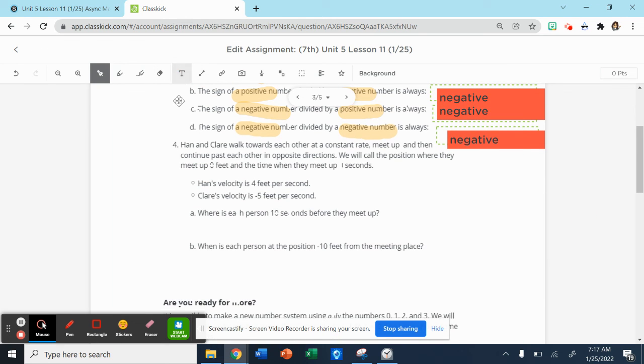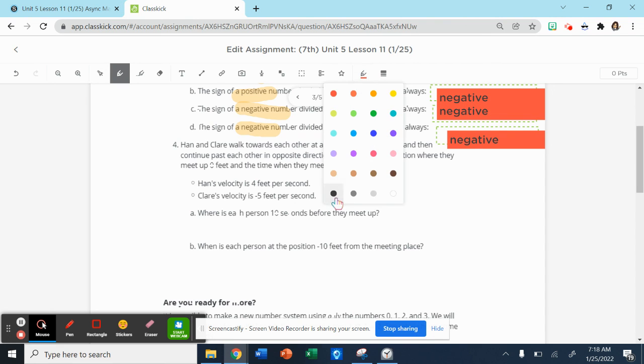The last thing I would like you to do is try question 4 on your own. Han and Claire walk towards each other at a constant rate, meet up, then continue past each other in opposite directions. We'll call the position where they meet 0 feet and the time where they meet up 0 seconds. This right here is a 0.